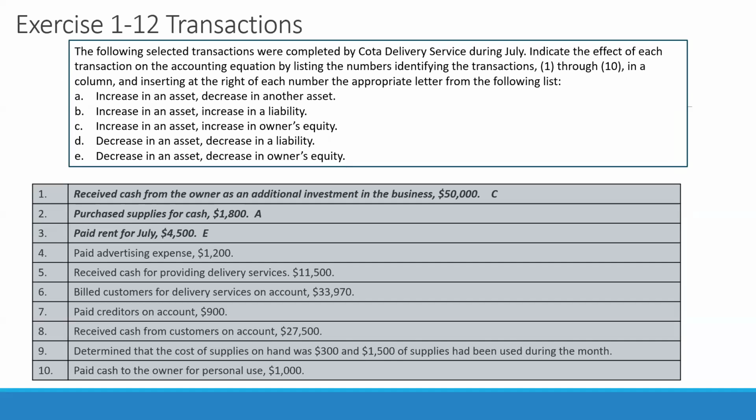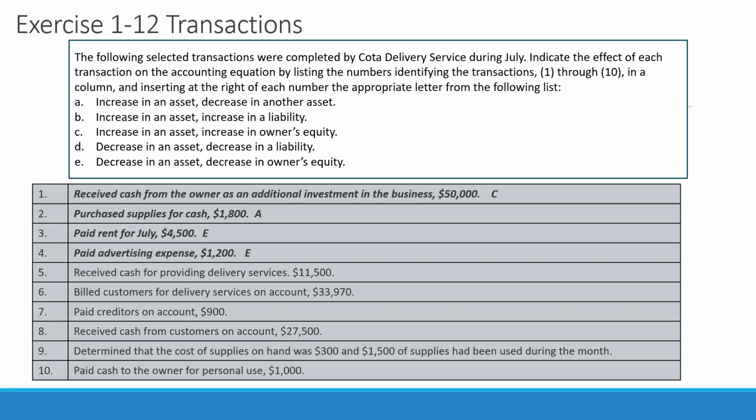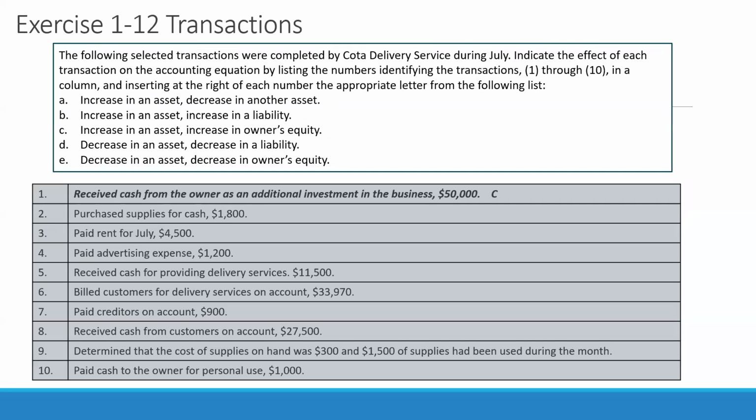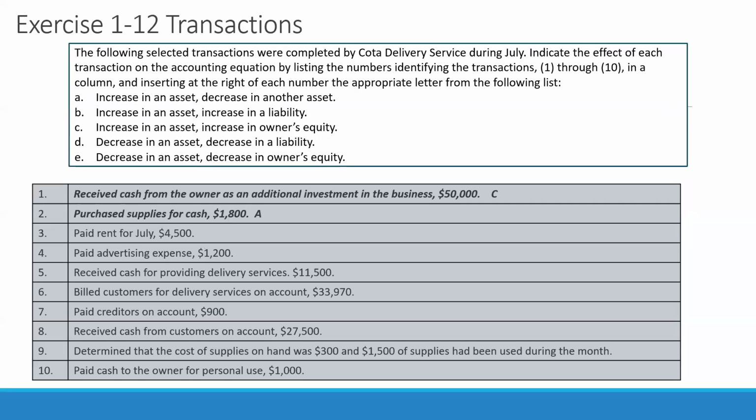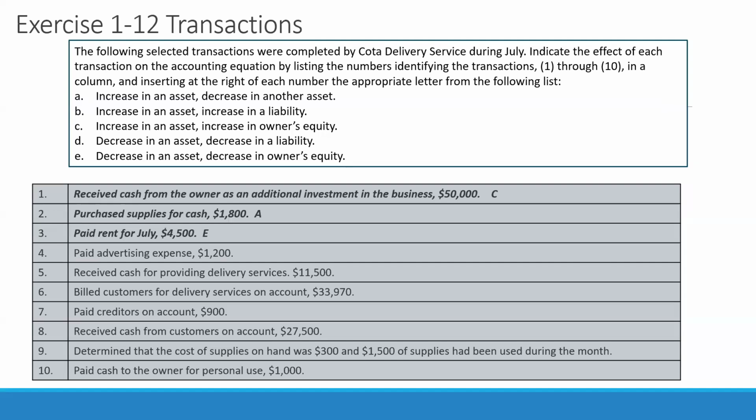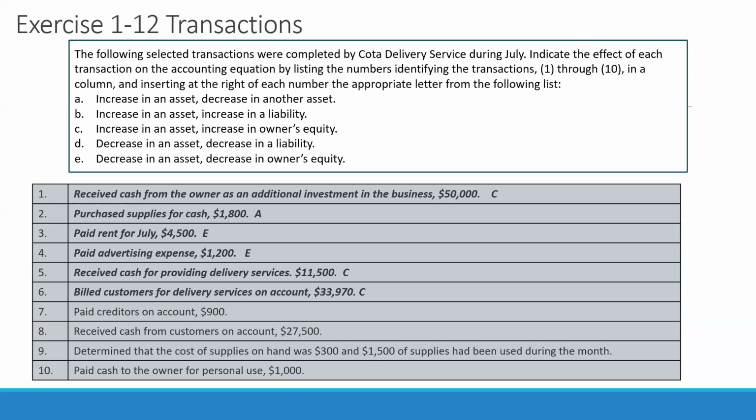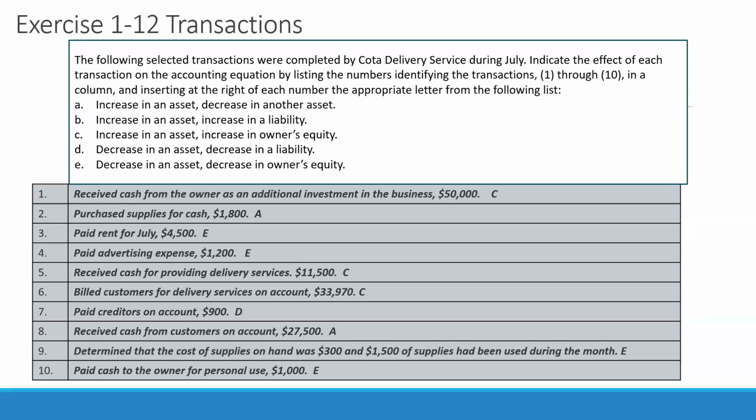Paid rent for July, that's E, a decrease in an asset and a decrease to owner's equity because you're paying rent with your cash. Advertising expense, that's also E because it's an expense. I really just wanted to go over purchase supplies for cash as an increase to one asset, decrease to another asset. That's a key thing that I wanted to cover with these exercises here.